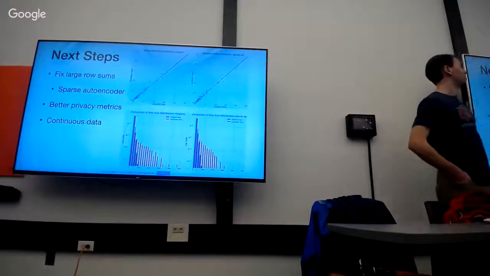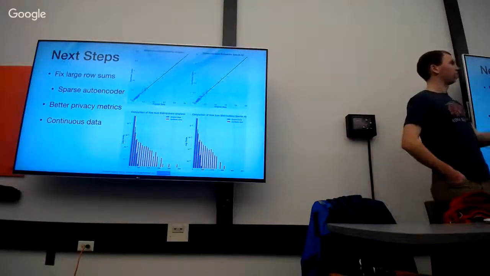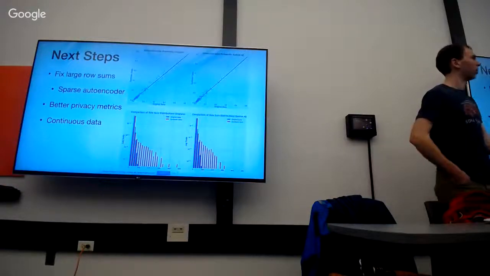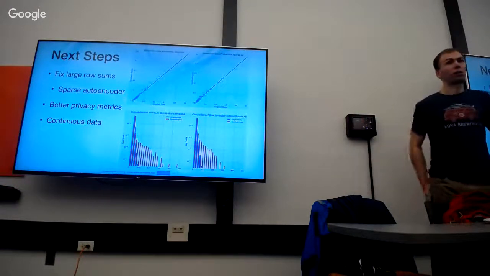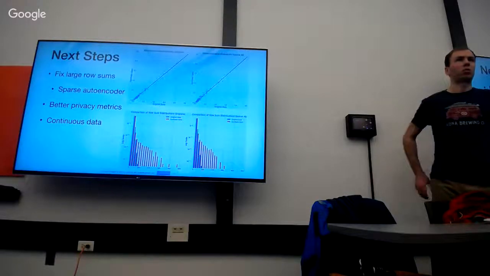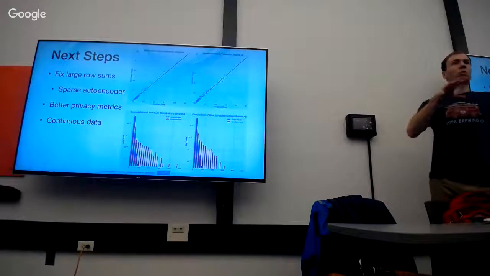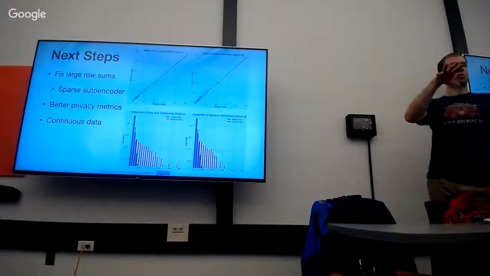Yeah. So next steps: better privacy metrics. We already kind of discussed that the ones they were using weren't necessarily that robust. And then the other thing is that this is all on binary data. If we actually want to use real medical data, we need to make this work for continuous data. They had a version of this that used counts. Basically, you can also interpret this data as count data because there are multiple ICU visits for some of the patients.